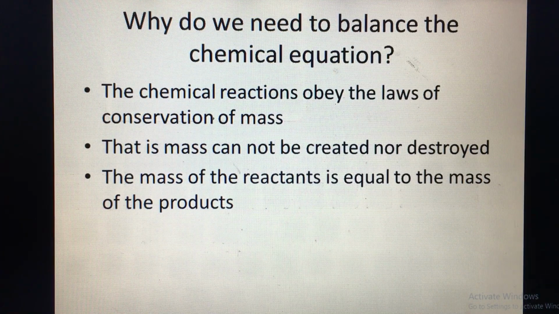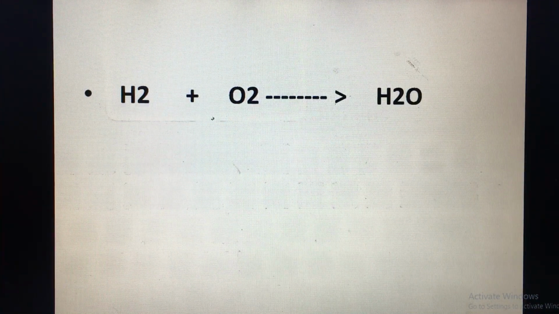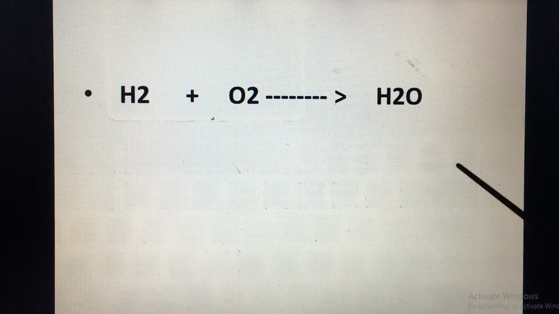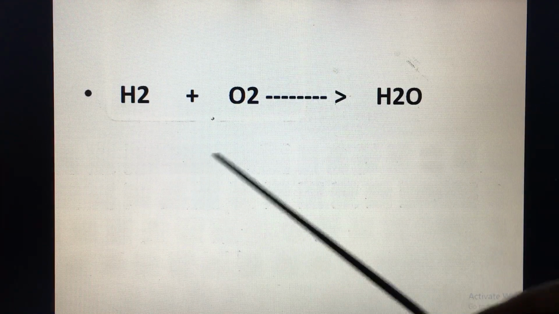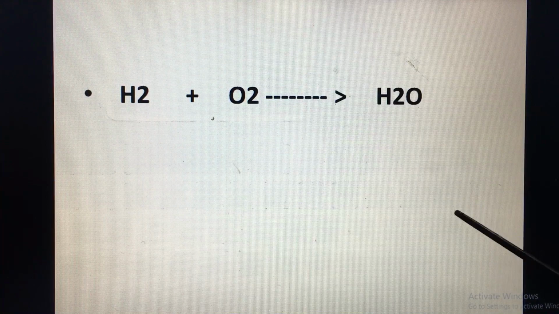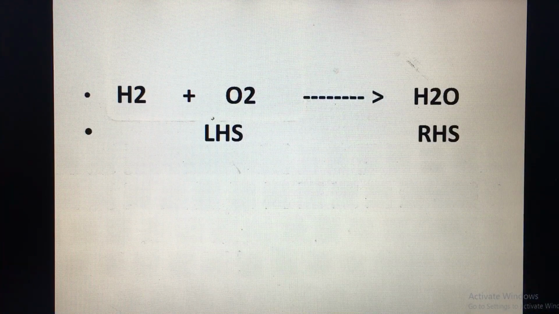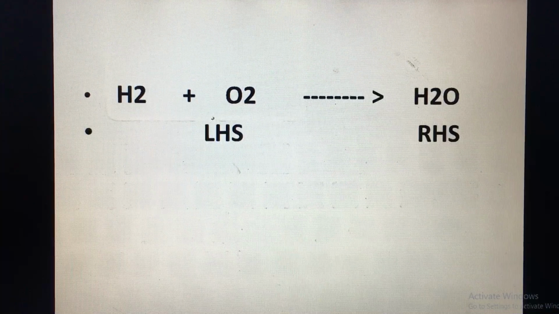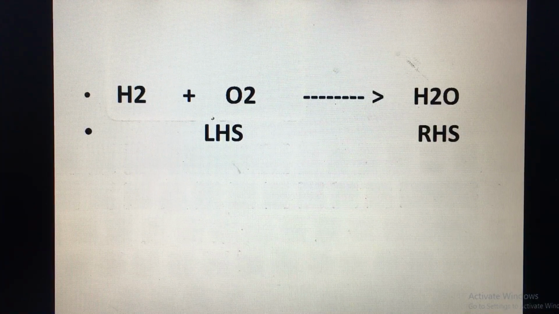So for satisfying the law of conservation of mass, we need to make sure the number of atoms of each element is the same. So let's see, is this equation balanced or not? H2 plus O2 gives H2O. We look at the number of atoms of each element on the left side and the right side, that is, the reactant side and the product side. So let's make two columns, LHS and RHS. LHS means left hand side, RHS means right hand side.